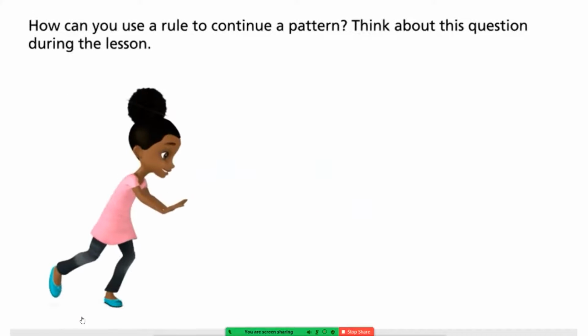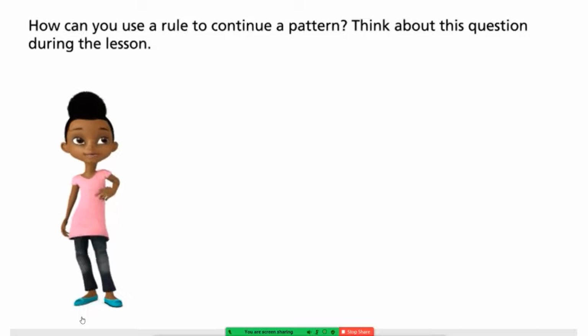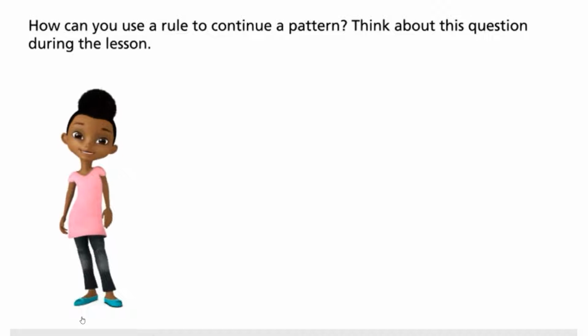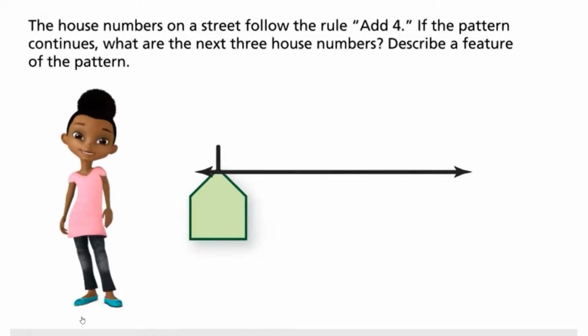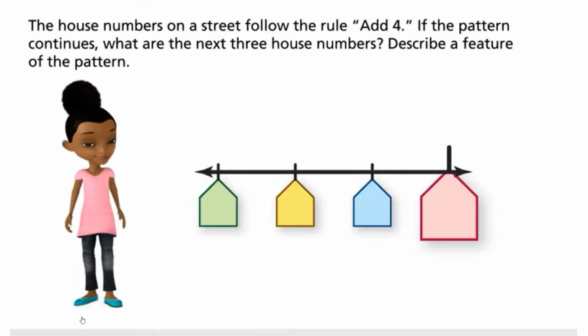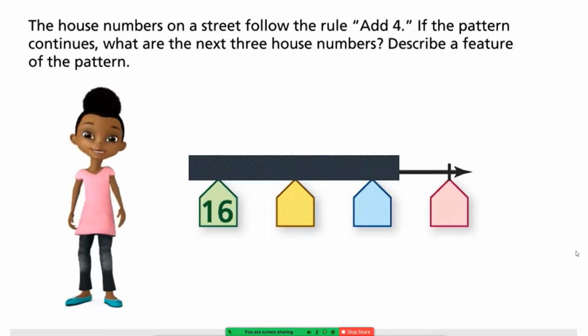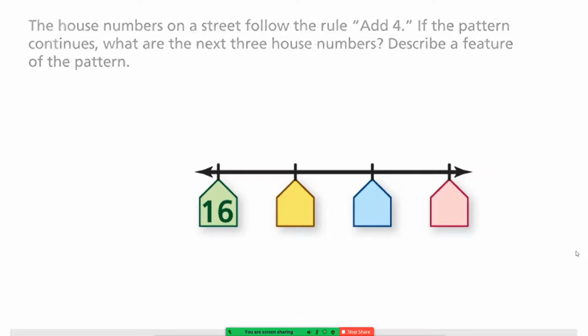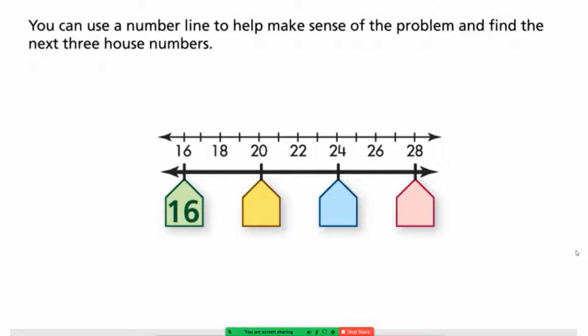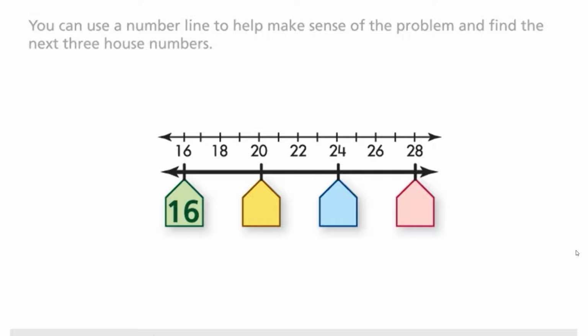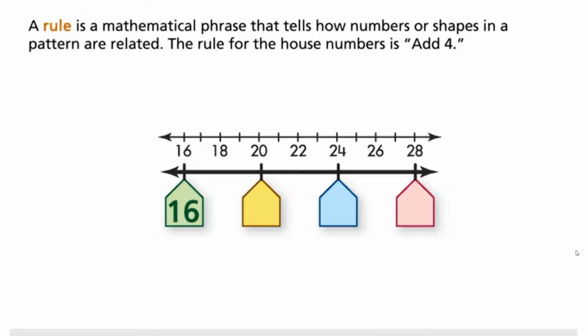How can you use a rule to continue a pattern? Think about this question during the lesson. The house numbers on a street follow the rule add 4. If the pattern continues, what are the next 3 house numbers? Describe a feature of the pattern. You can use a number line to help make sense of the problem and find the next 3 house numbers. A rule is a mathematical phrase that tells how numbers or shapes in a pattern are related. The rule for the house numbers is add 4.